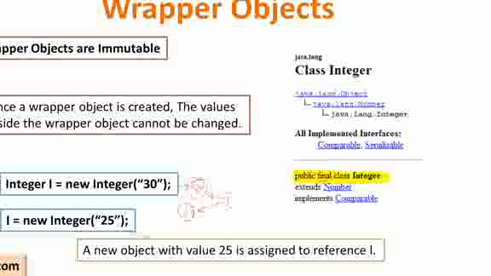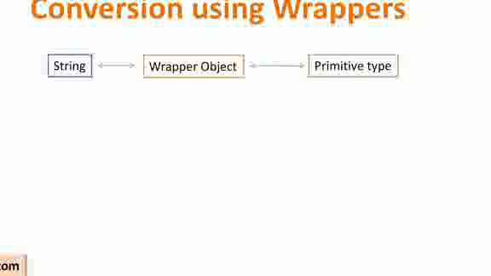The next important part is about conversion. I have told you that wrapper objects can help in converting a primitive to string and string to primitive data type. We'll see some of the utility methods which can be used for these purposes.